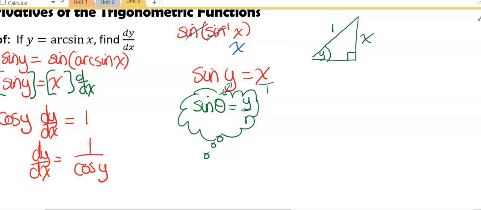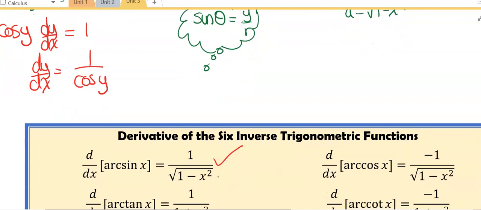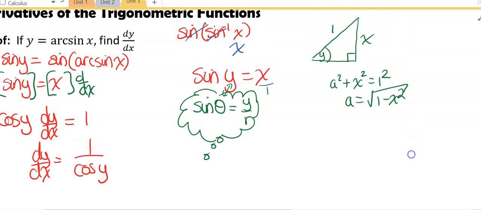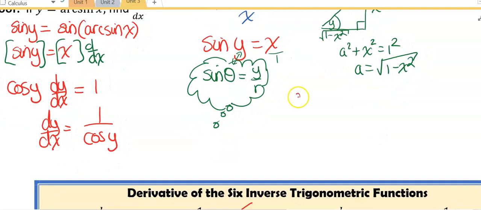Okay, so using the Pythagorean theorem, we have a squared plus x squared equals 1 squared. Therefore, a equals the square root of 1 minus x squared. Hopefully you're seeing 1 minus x squared down here, so we're getting there. So this side length is the square root of the quantity 1 minus x squared.